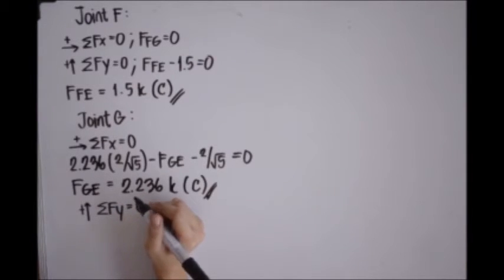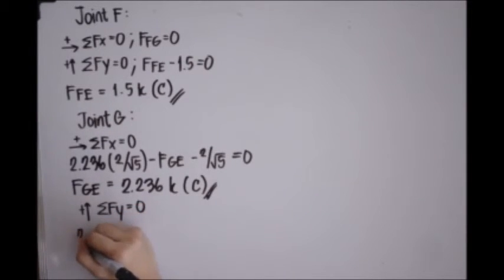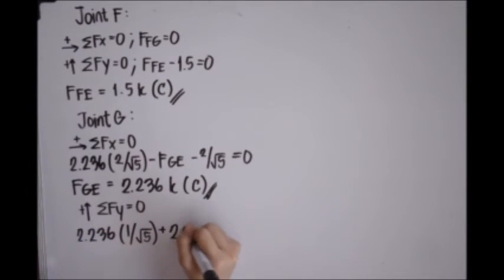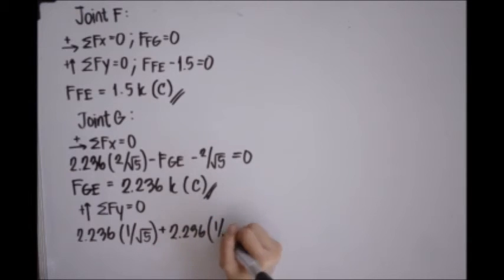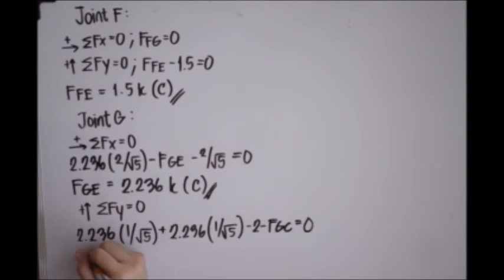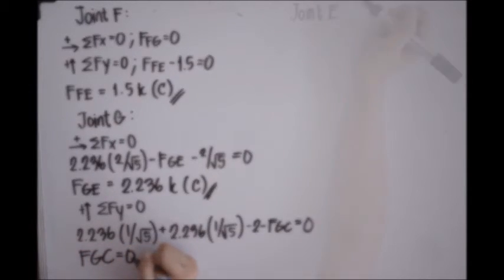Summation F of y is equal to 0. 2.236 times 1 over square root of 5 plus 2.236 times 1 over square root of 5 minus 2 minus F of GC is equal to 0. So, ang F of GC natin will be 0.